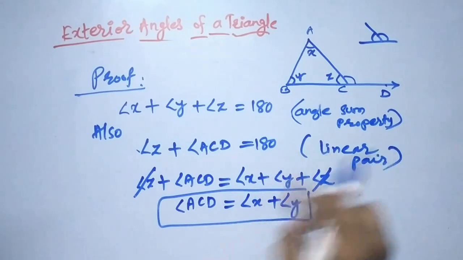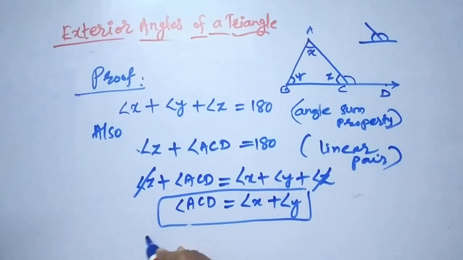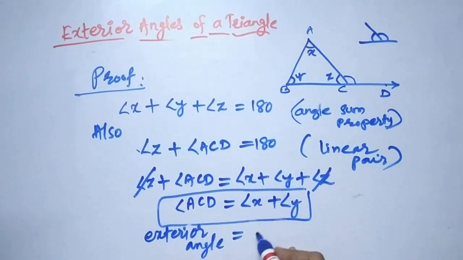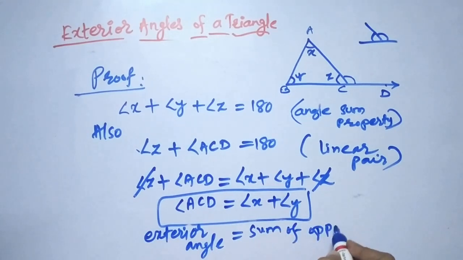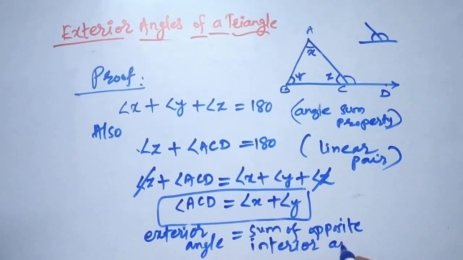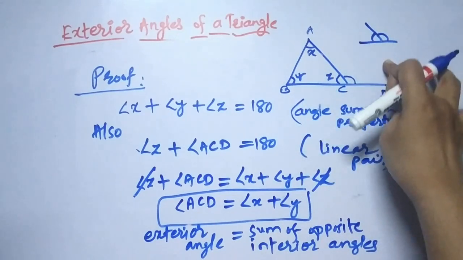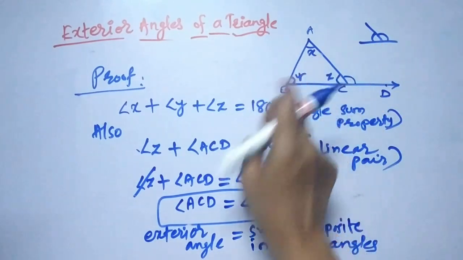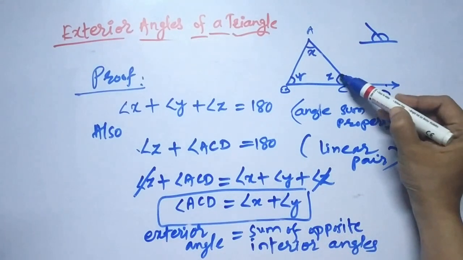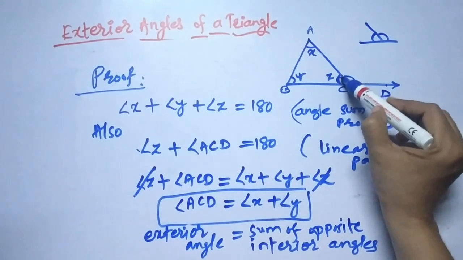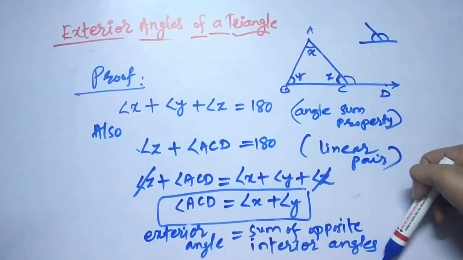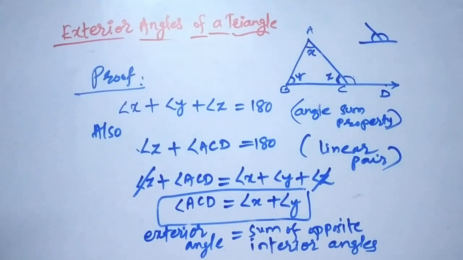What does it mean? It means that this exterior angle ACD is equal to the sum of the opposite interior angles. Here X and Y are the opposite interior angles. So friends, this is the exterior angle property which we have proved here. We have concluded that any exterior angle is equal to the sum of its opposite interior angles and not the adjacent one, which is attached to itself.